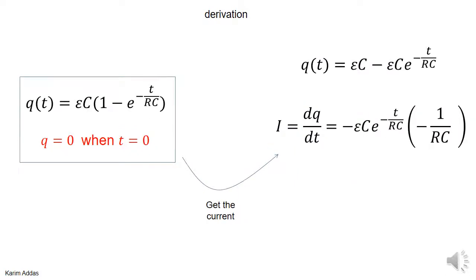So now let's get the current. Well, the current is dq by dt. So if you take the charge as a function of time, I just multiplied in with epsilon C, the derivative of the constant is 0, and then I put the minus epsilon C as it is. The derivative of the exponential is the exponential, and then you have to take the derivative of what's over here, which is minus 1 over RC. So this is what you have. The minus and the minus will cancel. The C and the C will cancel. You get this final result, which is the result we showed before. So that's how you would get the current.